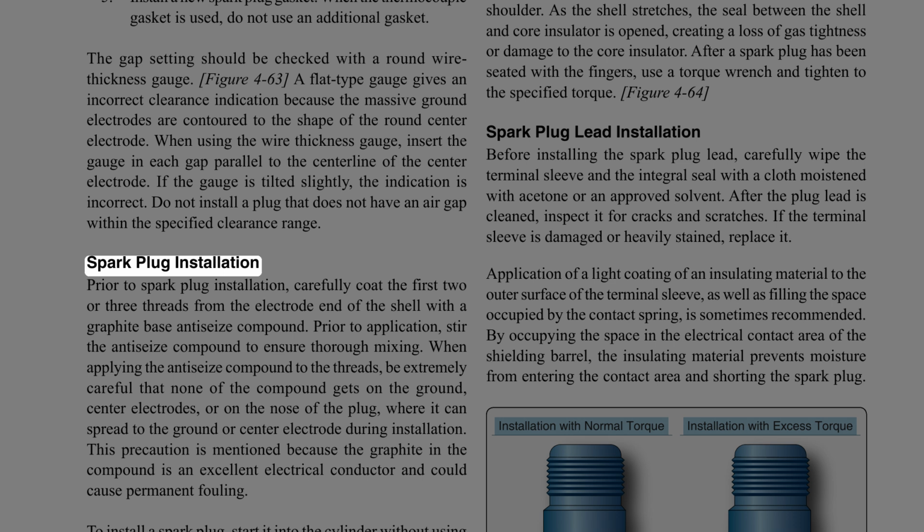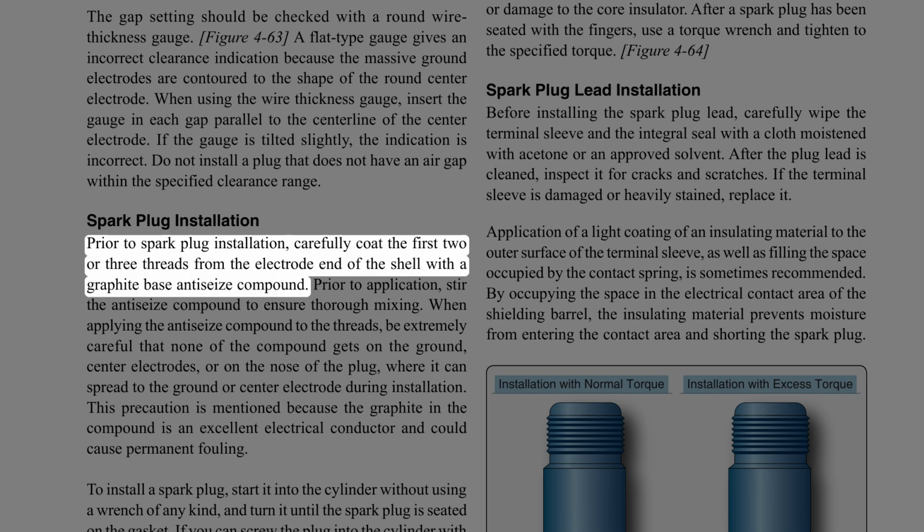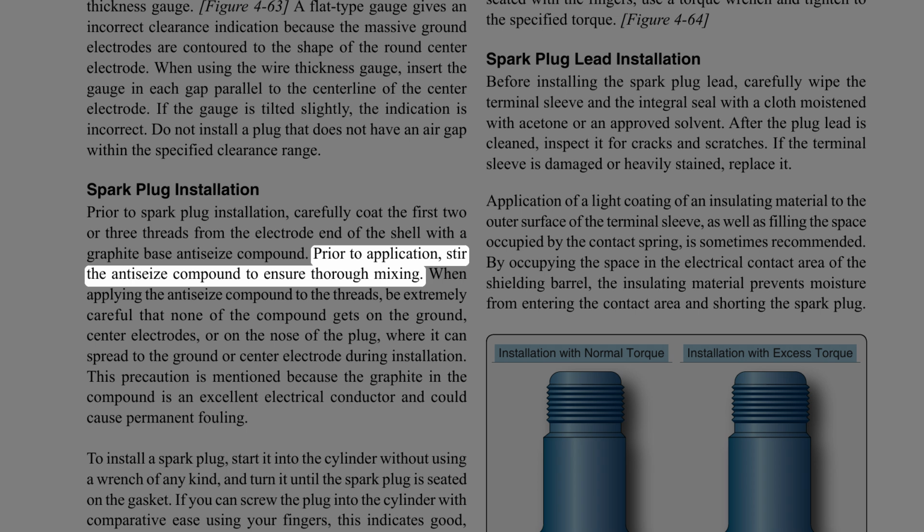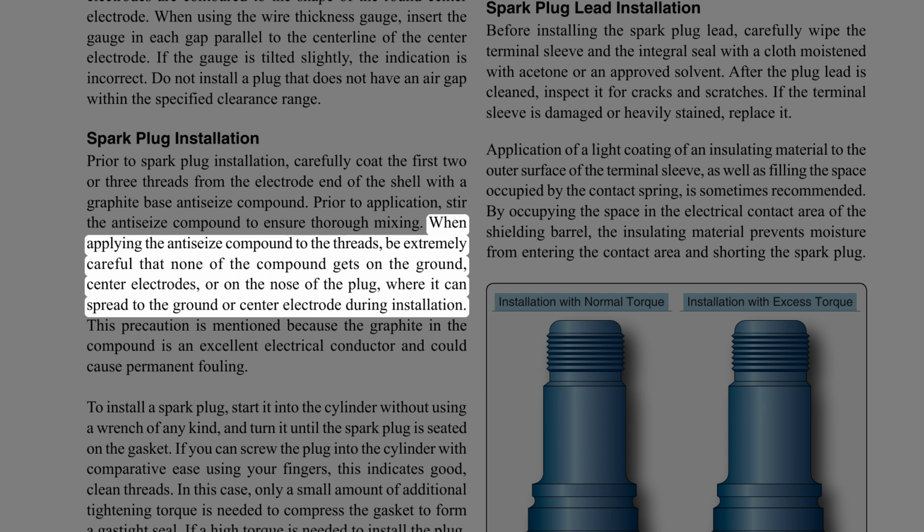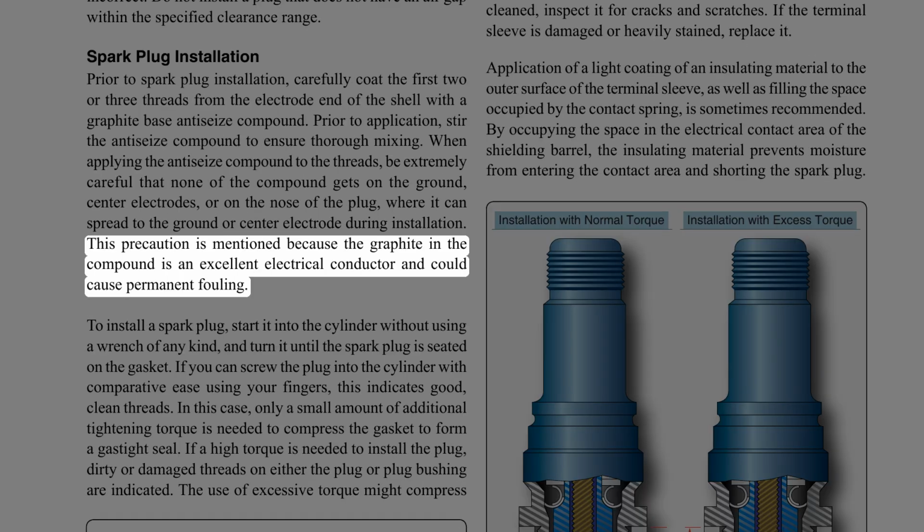Spark plug installation. Prior to spark plug installation, carefully coat the first 2 or 3 threads from the electrode end of the shell with a graphite base anti-seize compound. Prior to application, stir the anti-seize compound to ensure thorough mixing. When applying the anti-seize compound to the threads, be extremely careful that none of the compound gets on the ground or center electrodes, or on the nose of the plug, where it can spread to the ground or center electrode during installation. This precaution is mentioned because the graphite in the compound is an excellent electrical conductor and could cause permanent fouling.